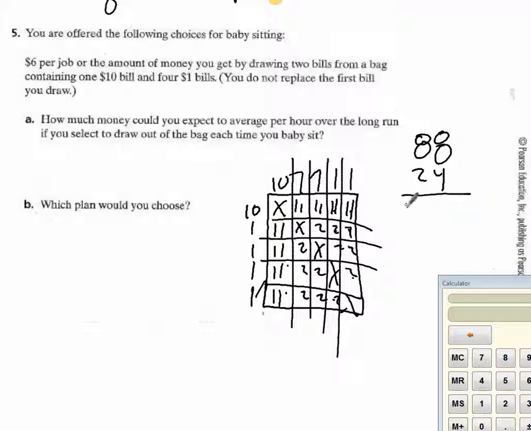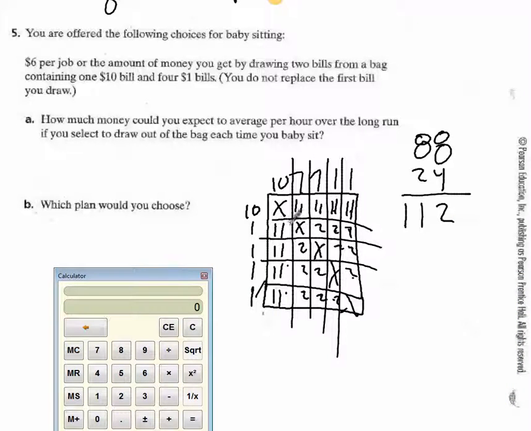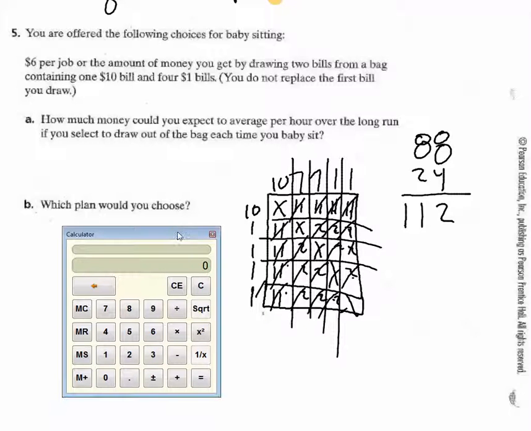So I add them together. So that's a total of $112. But how many babysitting sessions was that? Well, that was 20 different scenarios. So if I make $112 out of 20 sessions, that's an average of $5.60 per session.